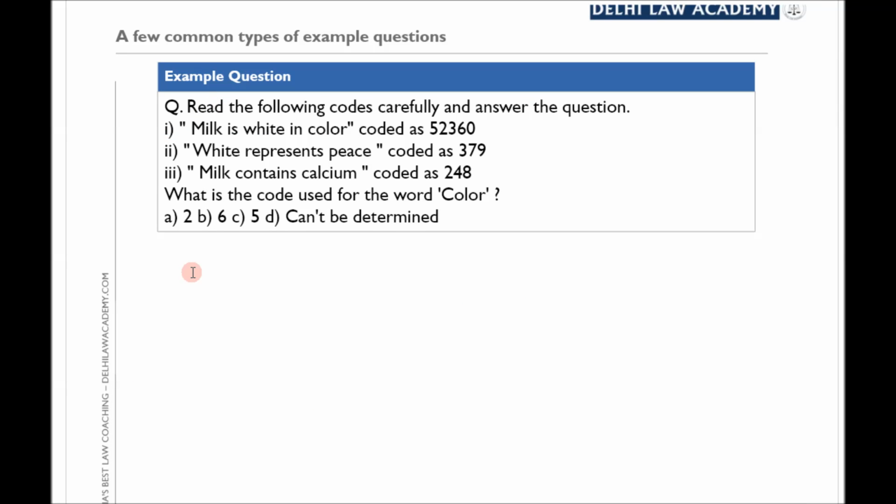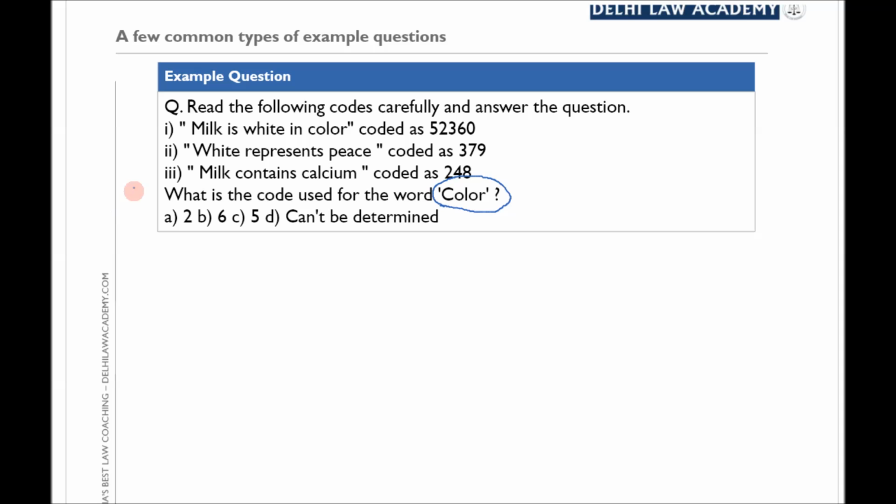Okay, now it's a different type of question, guys. In this type of question, it looks like you're being asked how to translate in a fictitious language. So the question says, read the following codes carefully and answer the question. First sentence, milk is white in color, coded as 52360. White represents peace, coded as 379. Milk contains calcium, coded as 248. What is the code for the word color?